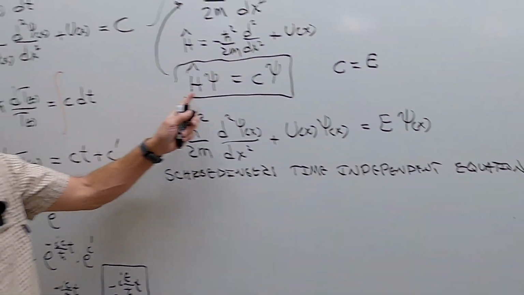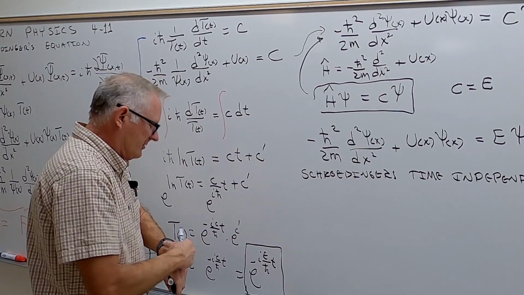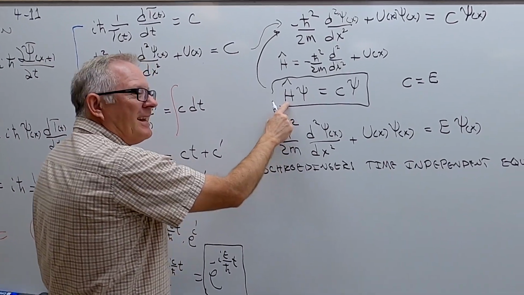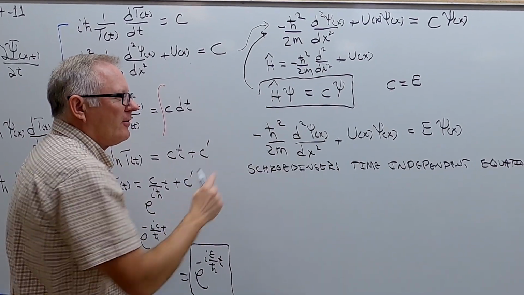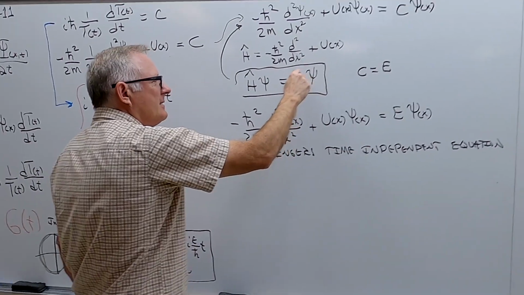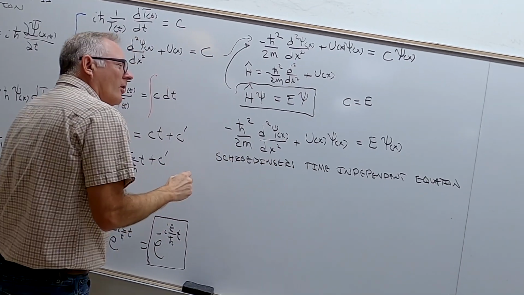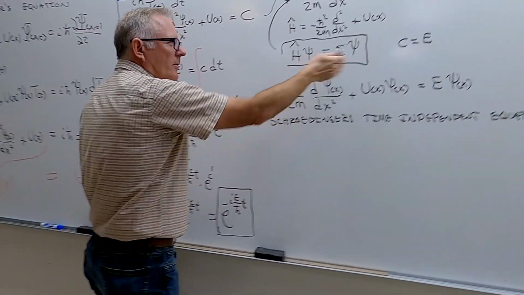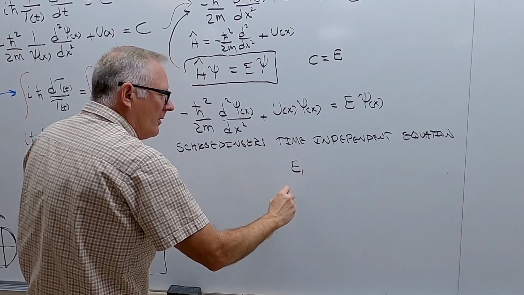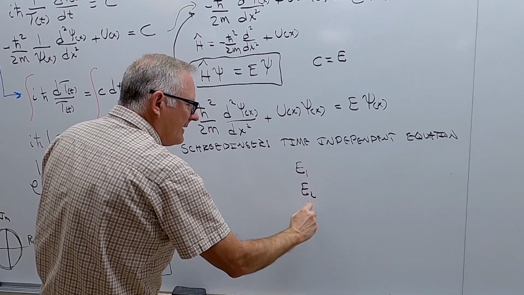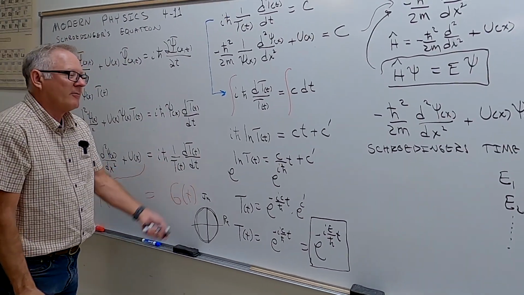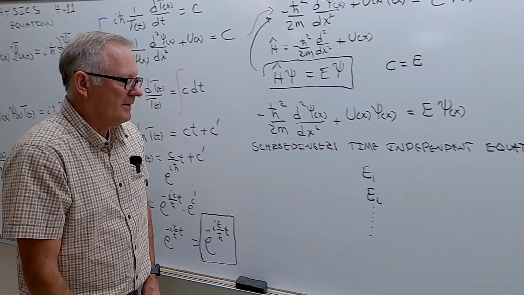Remember, the whole purpose of these eigenvalue, eigenfunction equations is: I give you an H, and what do you get out? You get out the eigenvalues. Actually, let me replace that with just E, since we know C is E. So what are we going to get out of this equation? We're going to get a bunch of E's. We're going to get an E1, an E2, dot dot dot, maybe an infinite number of them, since this is an infinite-dimensional space.